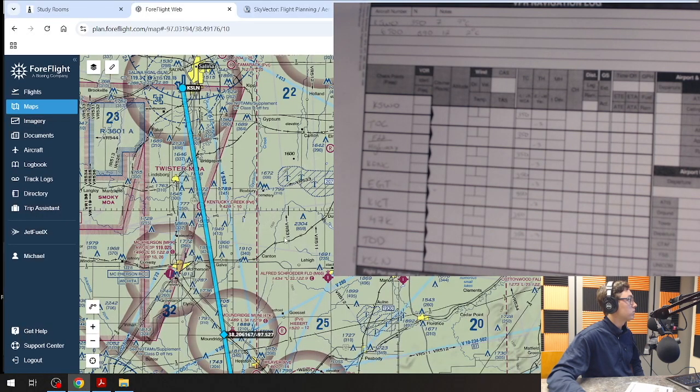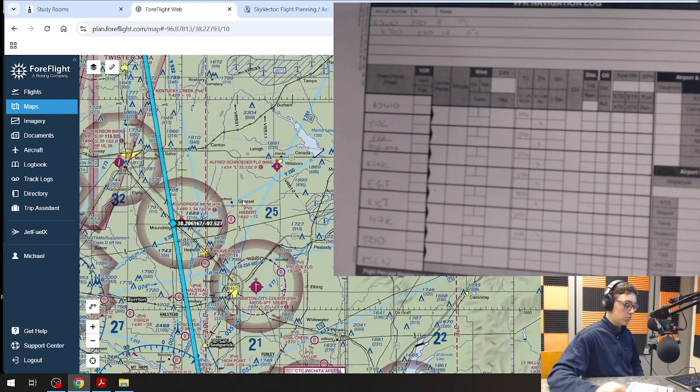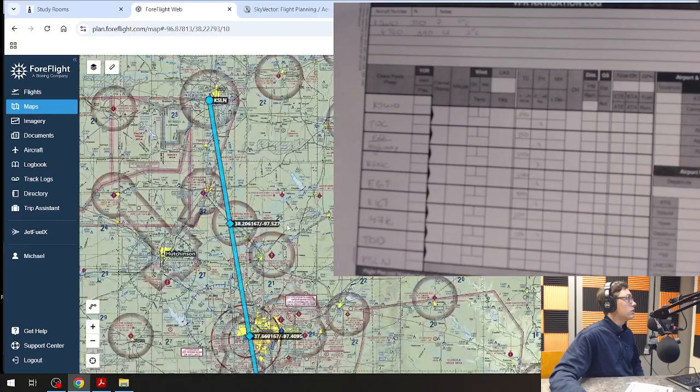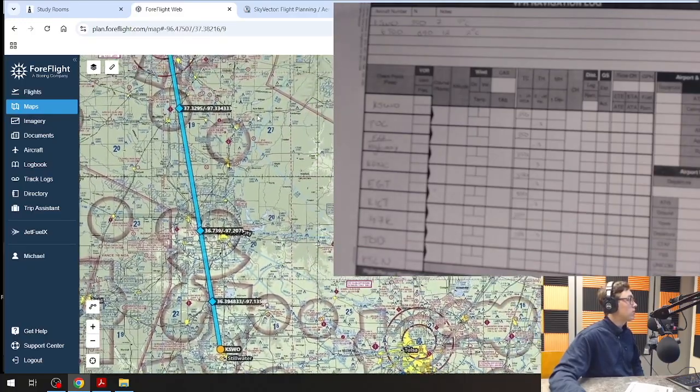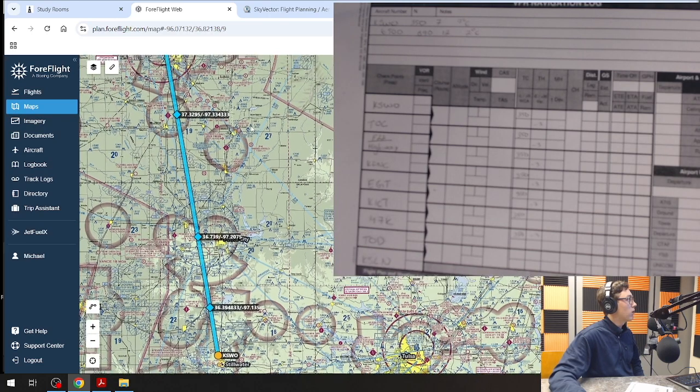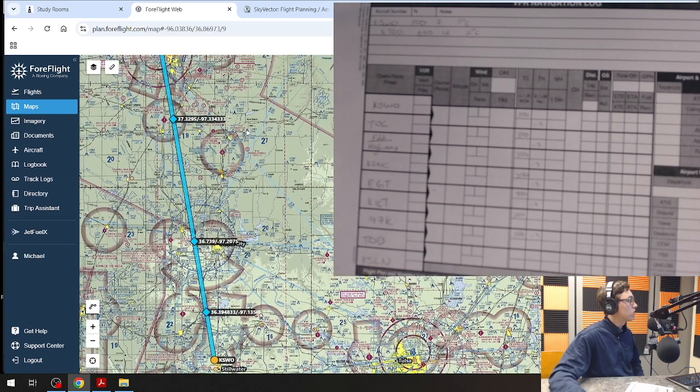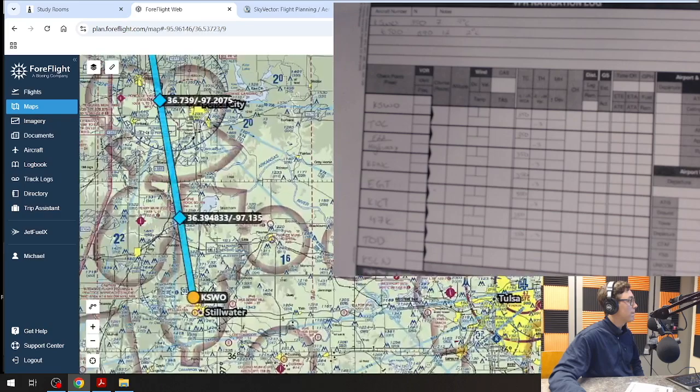Secondly, I need to pick out some checkpoints or some fixes along my route. What this allows me to do is, as I'm flying along my route, look outside and visually see if I'm on course, off course, and so on and so forth.